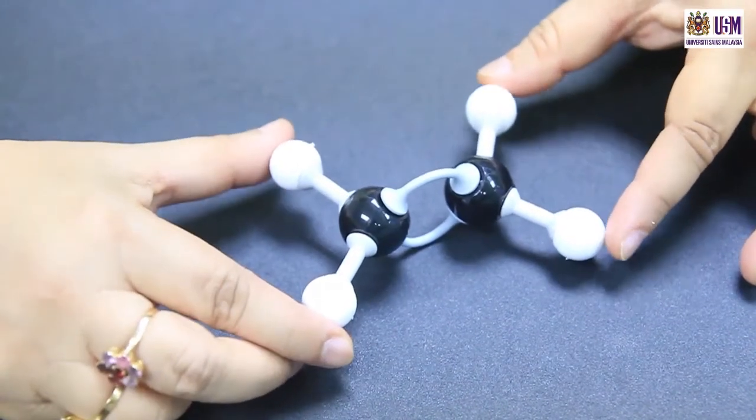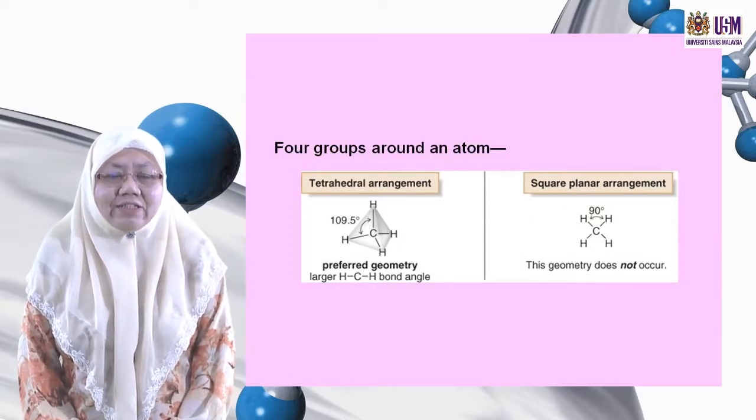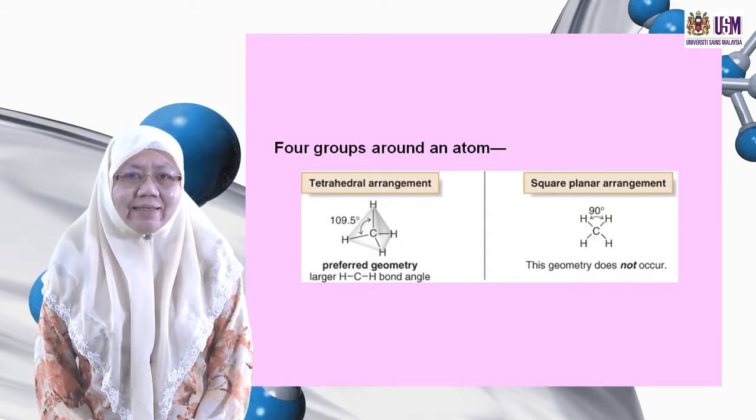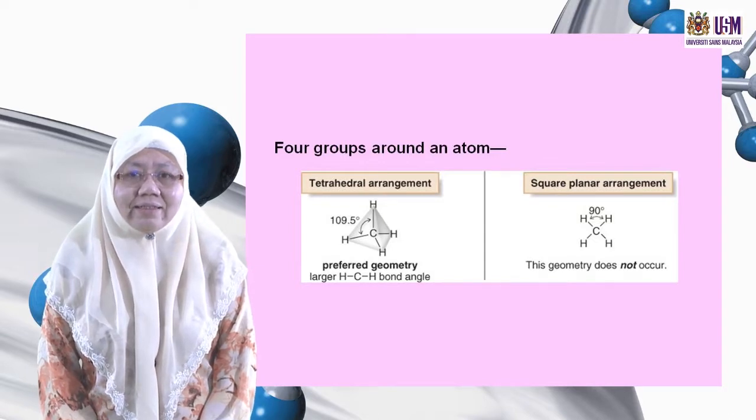When four groups are arranged around an atom, they will be arranged in the tetrahedral arrangement. As we can see in the example given, which is methane, a carbon atom bonded to four hydrogen atoms, the hydrogen-carbon-hydrogen bond angle is 109 degrees. This is the preferred geometry because the bond angle is larger. The diagram on the right shows a square planar arrangement. This geometry does not occur because the bond angle is only 90 degrees. This is not the preferred geometry.